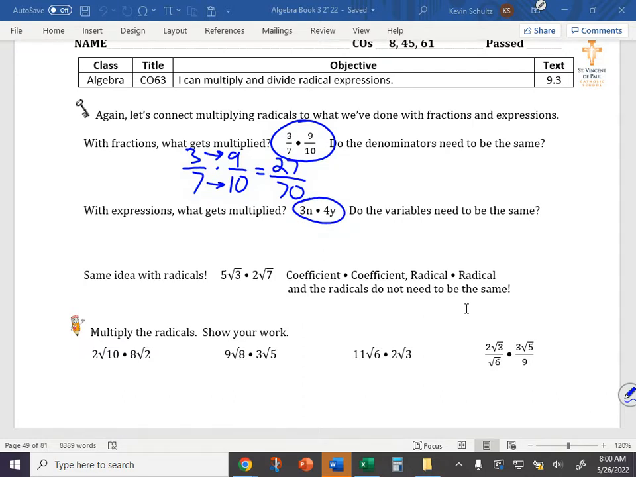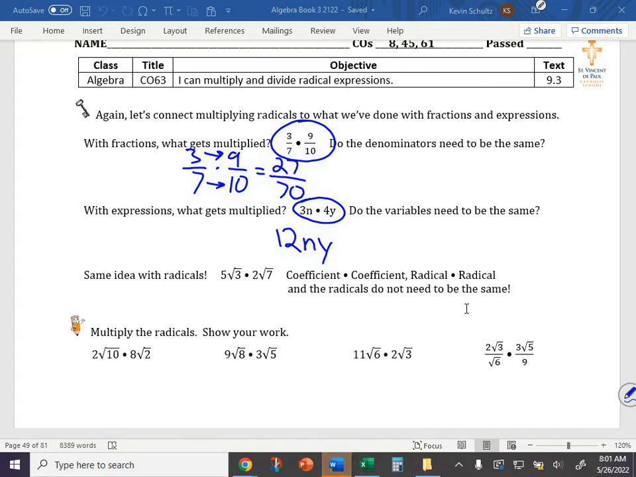Noah, Max, Lawrence, for each of you. What do you multiply when you multiply variable expressions? Do the variables need to be the same? No. And how do they get combined, Ellen? You multiply the coefficients and then you put the variables. Right. Those coefficients get multiplied together. 3 times 4 is 12. And then the variables, we don't know what they are. We don't really care. They just tag along.